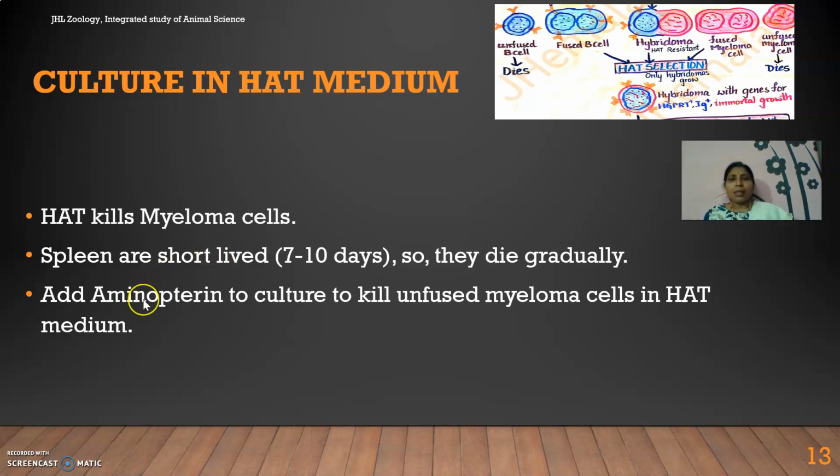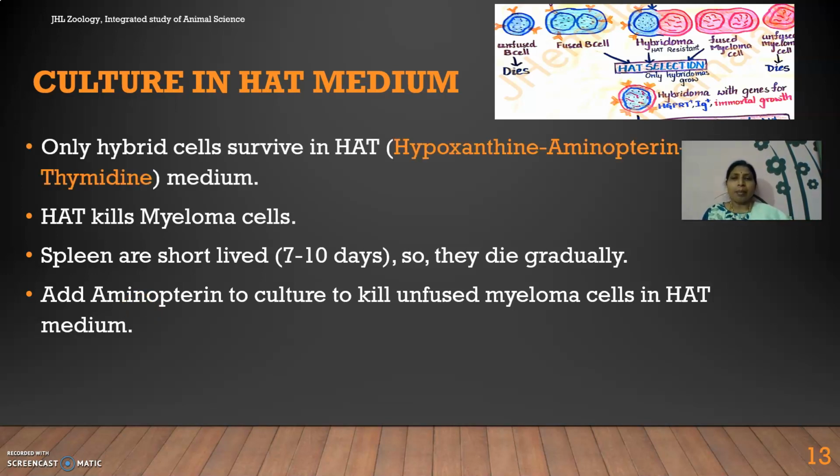By the addition of the aminopterin to the culture, these myeloma cells, which are already deficient of the HGPRT enzyme, cannot synthesize the nucleotides. So as a result, the unfused myeloma cells in the HAT medium die by the addition of the aminopterin.